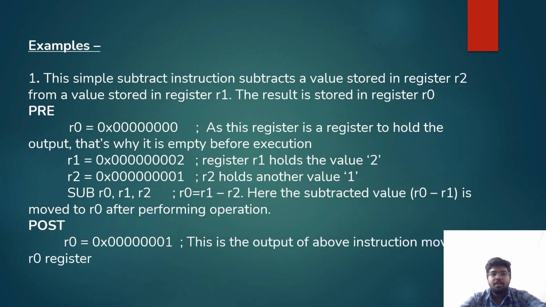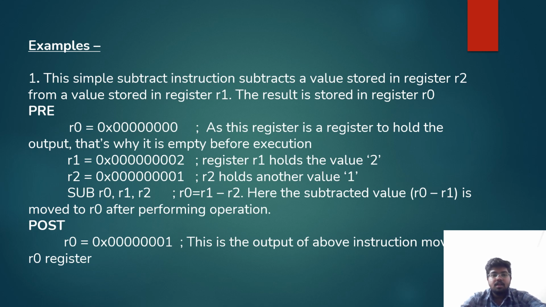Examples. The simple SUB instruction subtracts the value stored in register R2 from the value stored in register R1. The result is stored in register R0. R0 is 0x00000000, as this register holds the output, that's why it is empty before execution. R1 is 0x00000002, because register R1 holds the value 2. And R2 is 0x00000001, because R2 holds another value, 1.